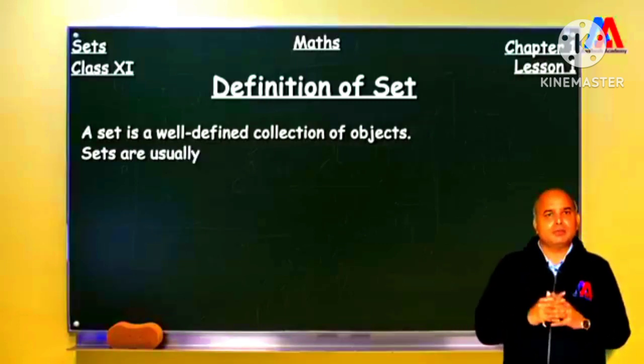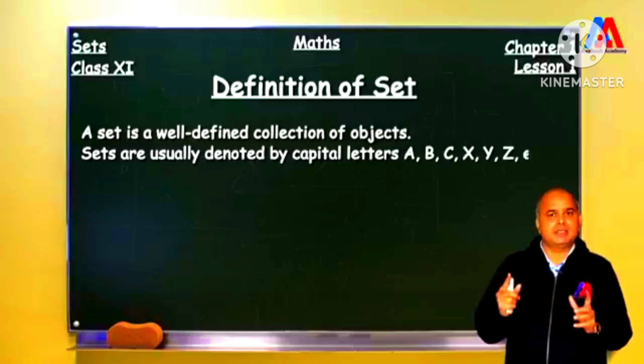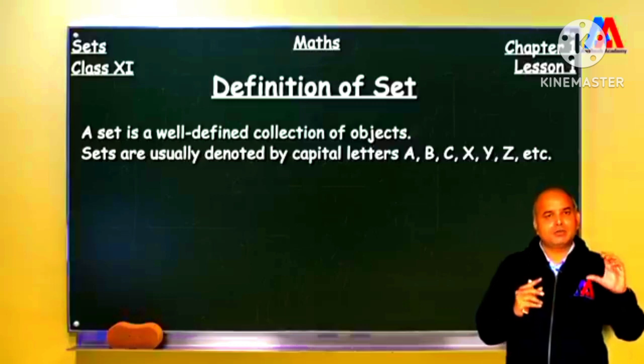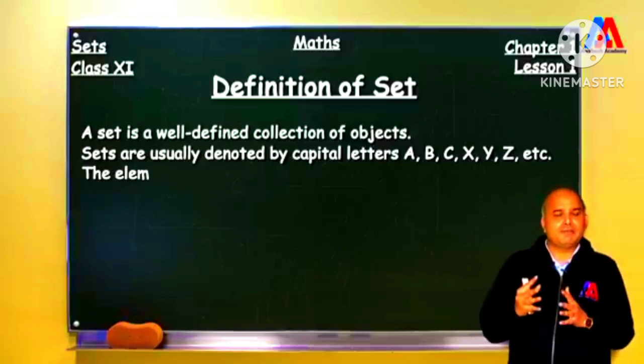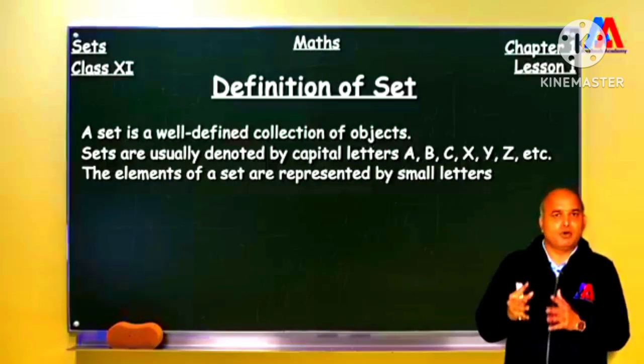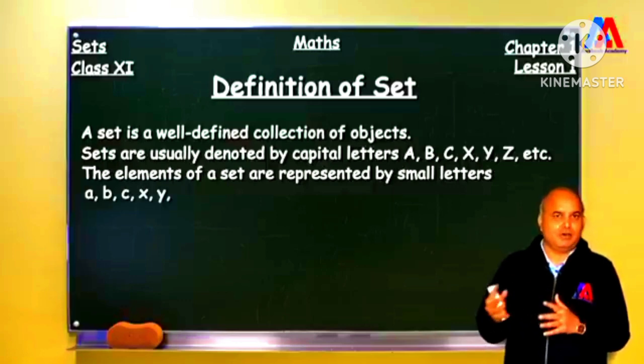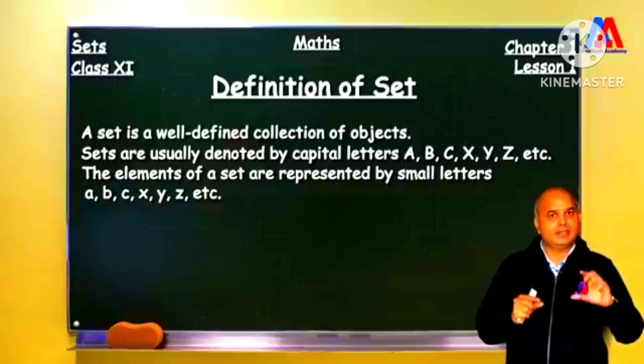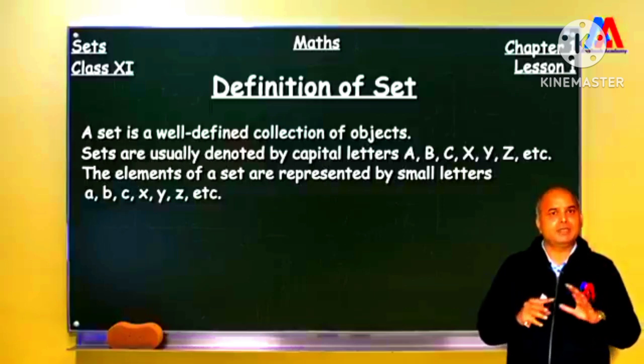Sets are usually denoted by capital letters A, B, C, X, Y, Z, etc. So you can have any capital letter to denote the set. The elements of that set are generally denoted by small letters like a, b, c, d. So any small letter will denote the element of the set, and the capital letter will denote the set itself.